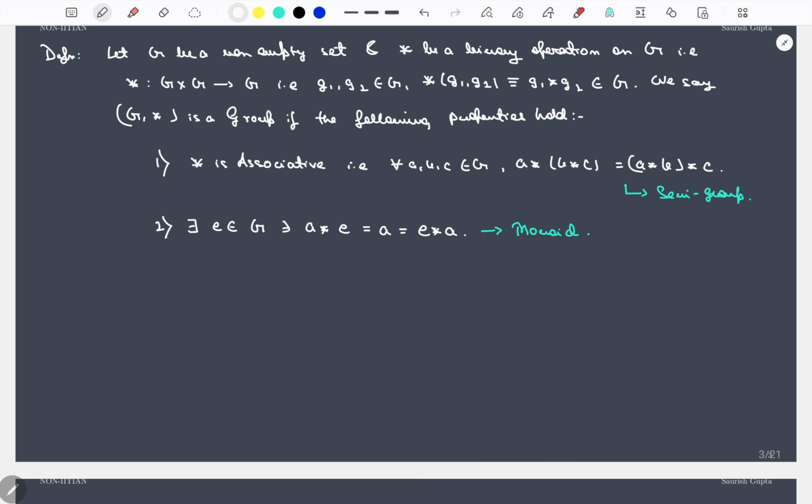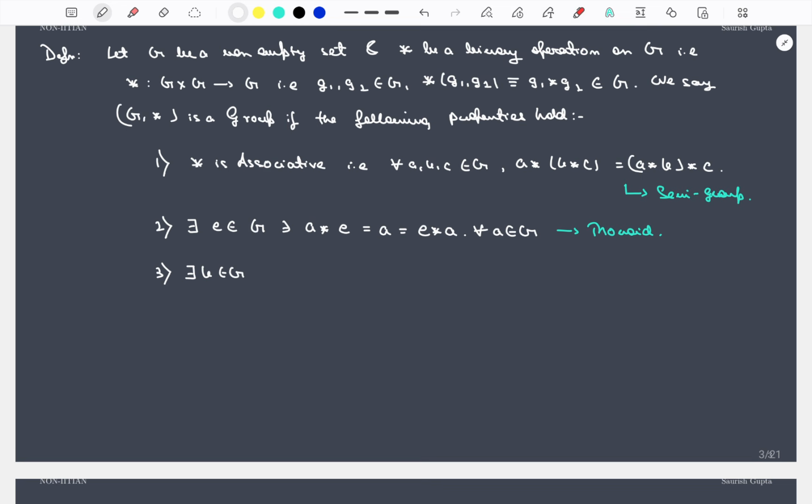But if the final thing holds, that is point 3, which says that there exists some element B in G, such that, I should have mentioned it more, this happens for every A in G. Okay. E is a unique element. It does not depend on the elements. It depends on the set itself.